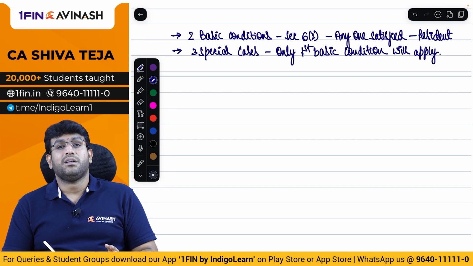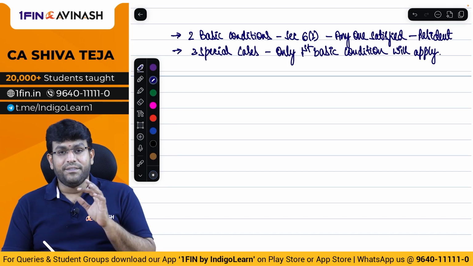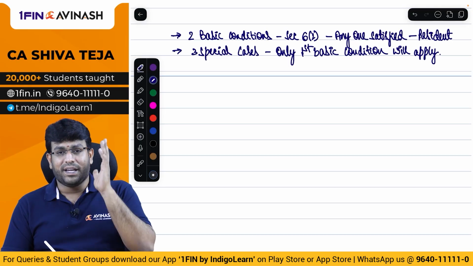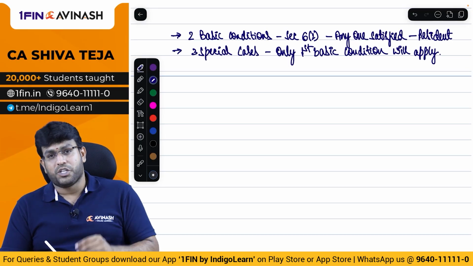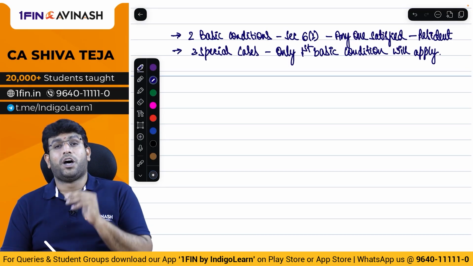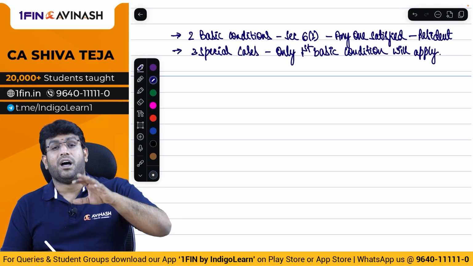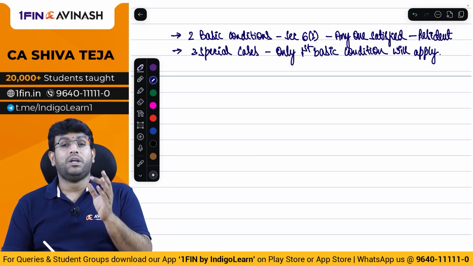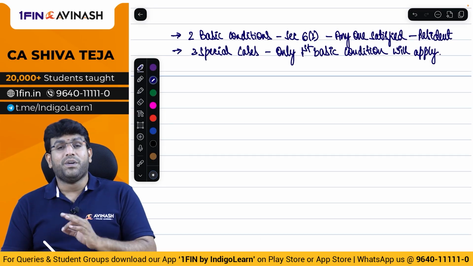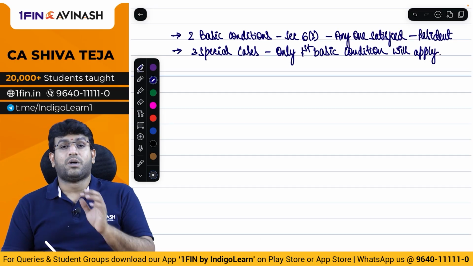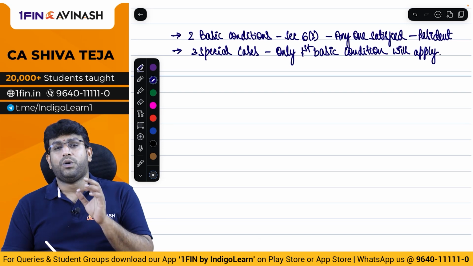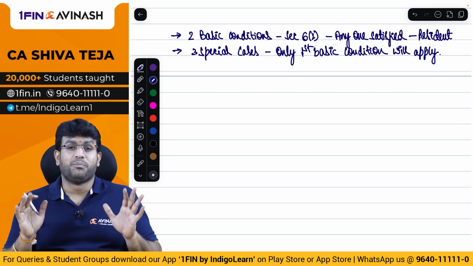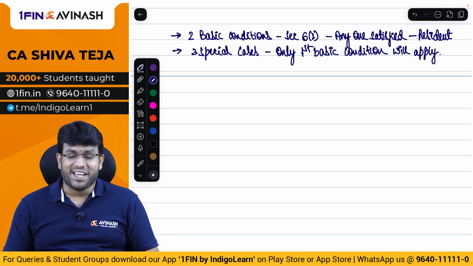Number one, Indian citizen leaving India for the purpose of employment outside India. Indian citizen leaving India as a member of crew of an Indian ship. The third point is Indian citizen or a person of Indian origin coming to India for a visit during the tax year. So in any of these three cases, my dear friends, only the first basic condition will apply. We are not going to look at the second basic condition. And what is that first basic condition? 182 days or more during the previous year. Very clear-cut point. Make sense, guys?